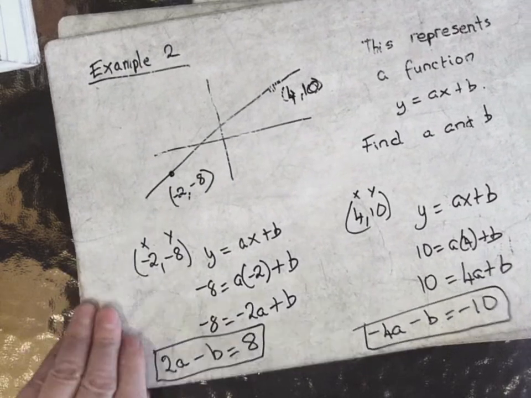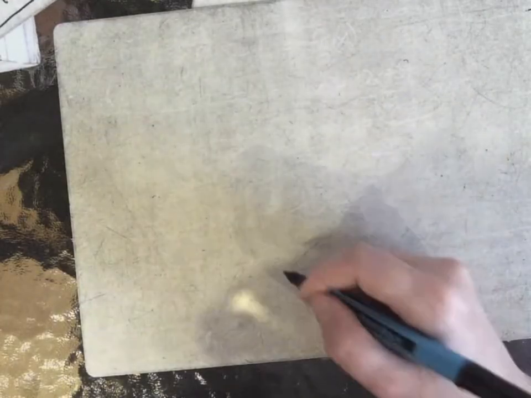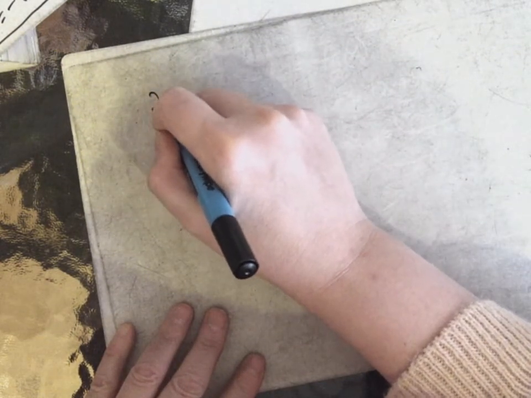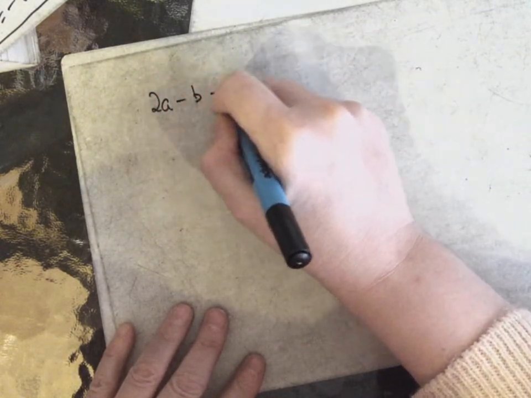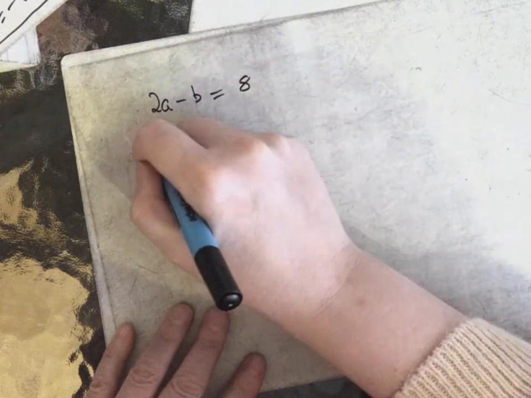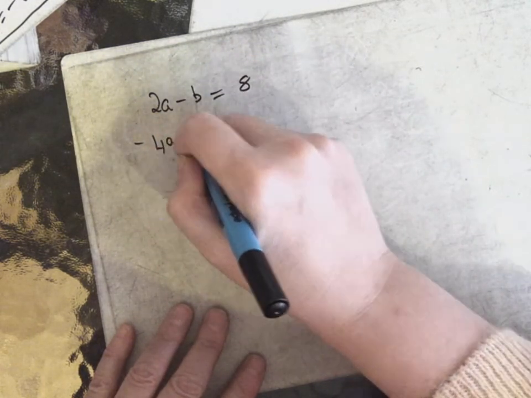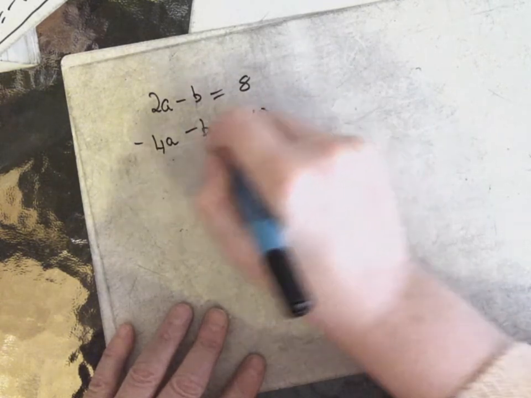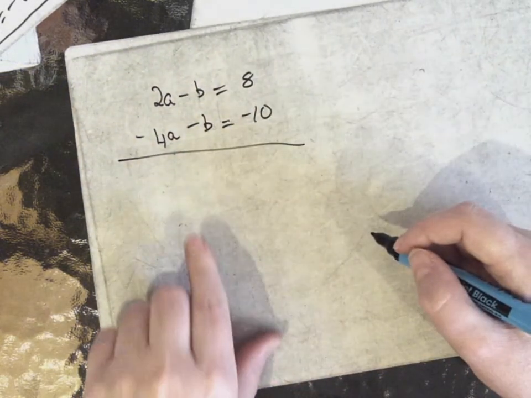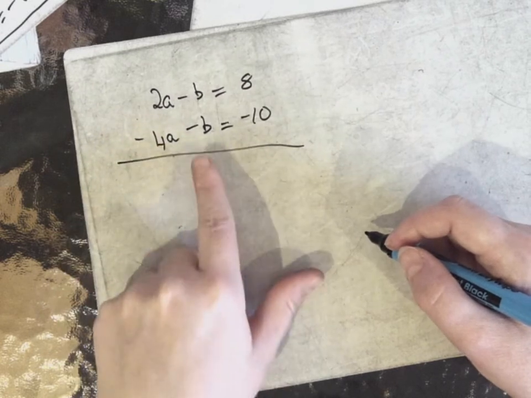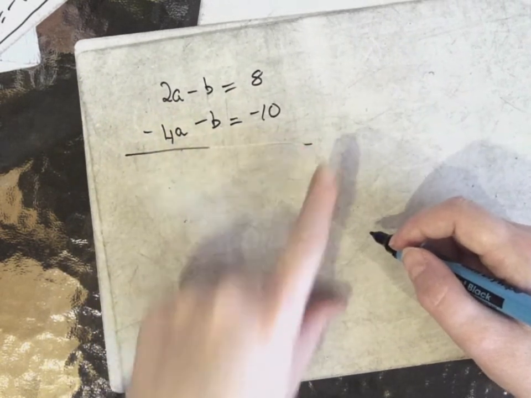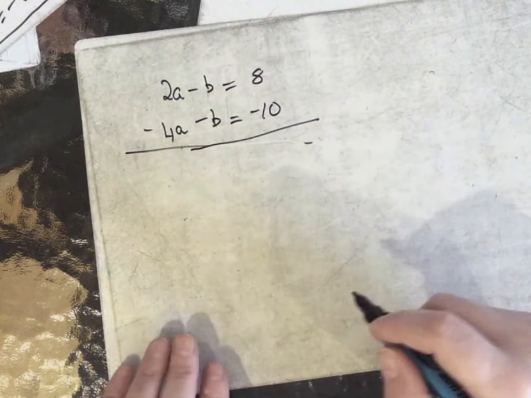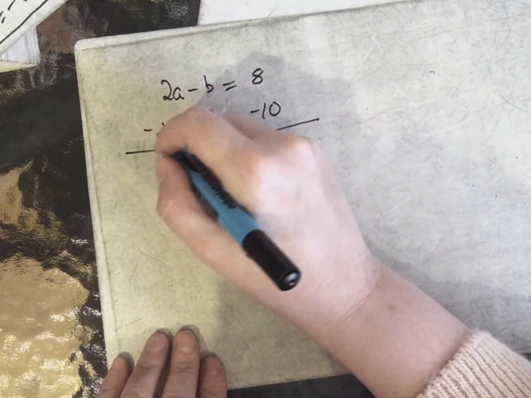Okay, so then I take my two equations. So I had 2a minus b equals 8. I have minus 4a minus b equals minus 10. So I want to cancel the b's, so I check the numbers in front of them. This is 1b and 1b, so the numbers are right, so I have no multiplying to do. Then I check is one a plus and one a minus. They're both minuses, so I need to change the signs of one line. So I'm going to change the signs of the second line.